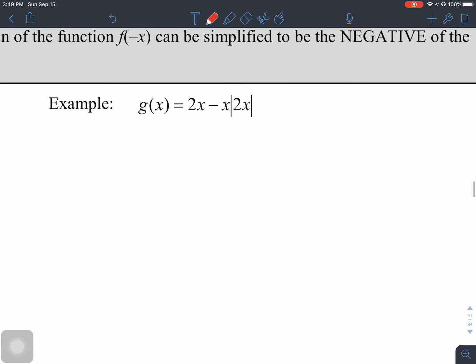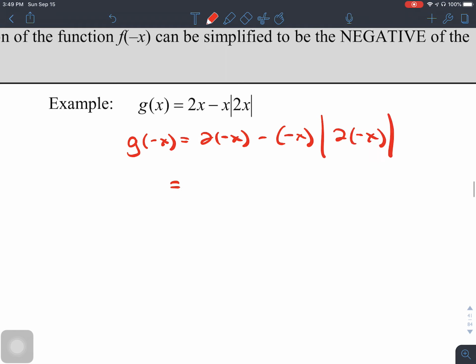This is a little fishy. Got this absolute value in here. We have g of negative x equals 2 times negative x minus negative x times the absolute value of 2 times negative x. 2 times negative x is negative 2x. Subtracting a negative is like adding a positive. It's plus x.